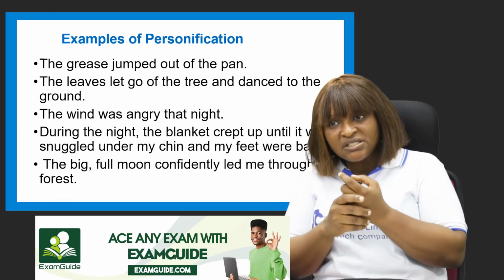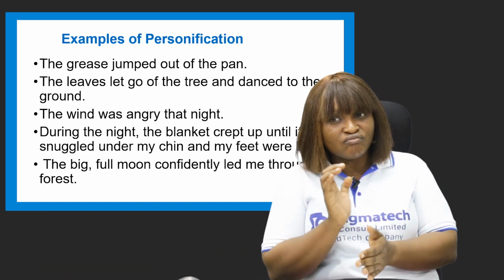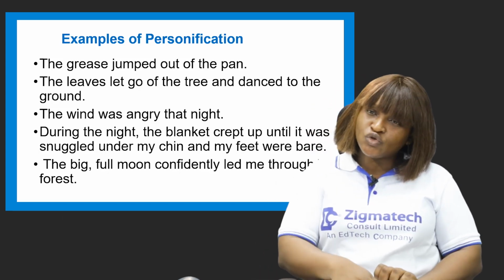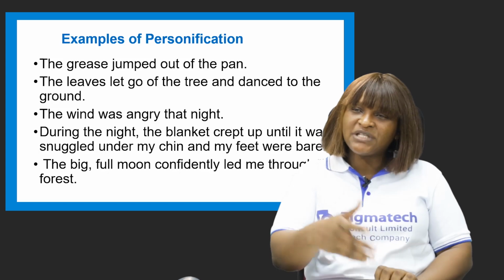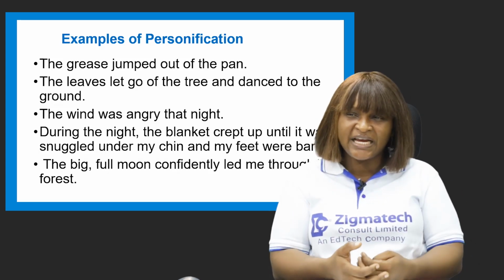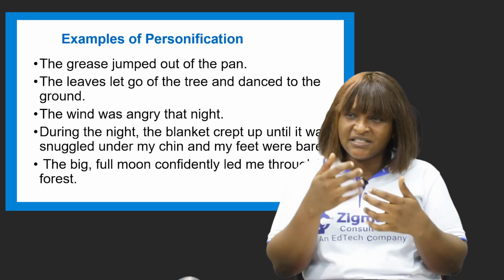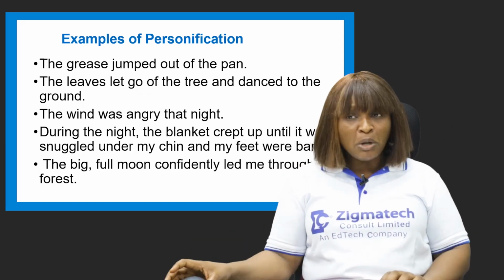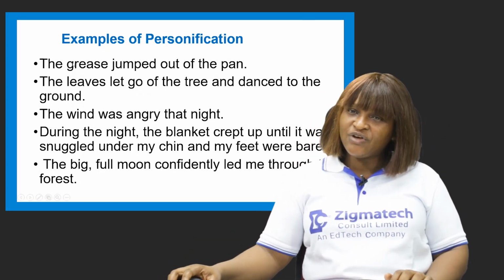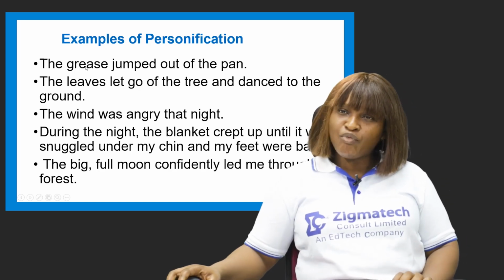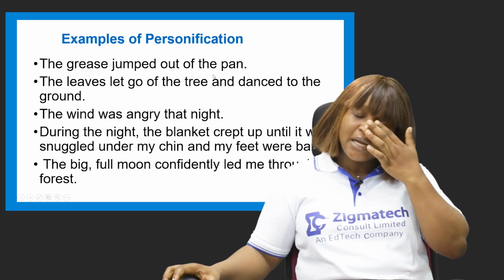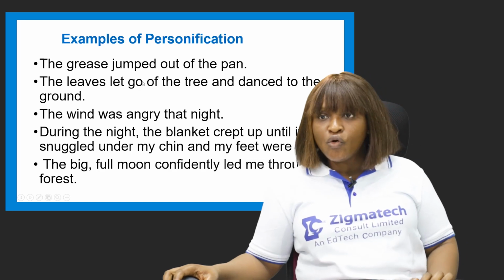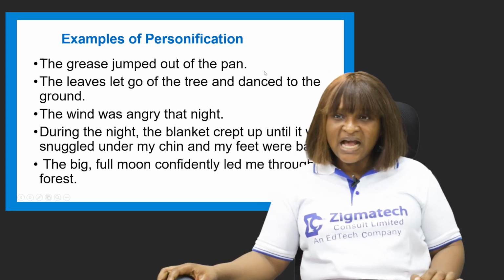Now we have the word grease. Okay, grease, and we are saying that the grease jumped out of the pan. You know, when you grease your pan, you definitely do so with oil, and maybe at the point you pour the oil or the grease inside the pan, by virtue of the fire that is heating it up, it kept popping out from the pan. You are now saying it's jumped out. Jump is an act done by a human being. You and I know that grease cannot actually jump. So at that point, you're saying that the grease jumped out of the pan. You're personifying the grease.